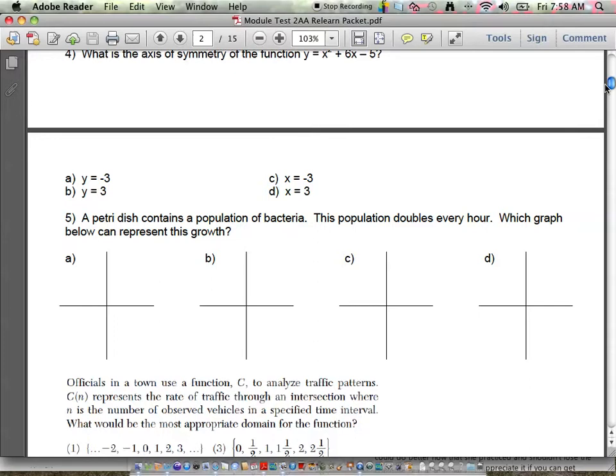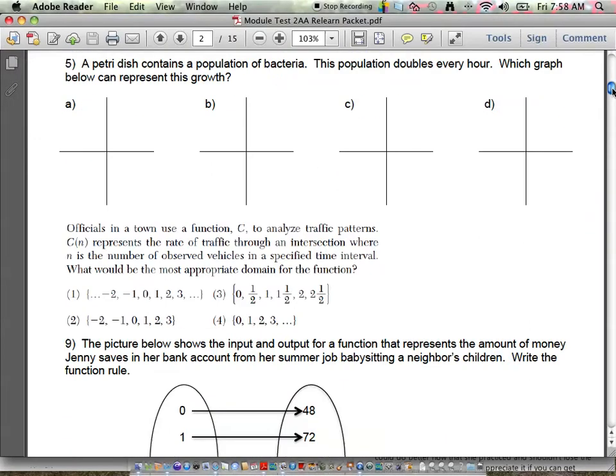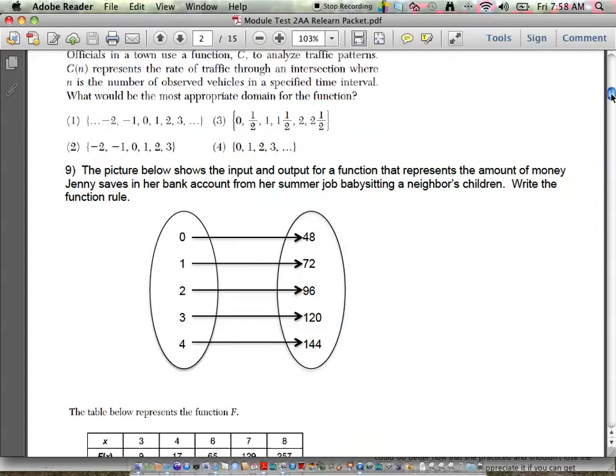Next up, a question about domain. It talks here about officials in a town who use a function C to analyze traffic patterns. C of n represents the rate of traffic through an intersection, where n is the number of observed vehicles in a specific time interval. Which would be the most appropriate domain? Now, here's the thing. Can you possibly get half a vehicle through an intersection? No, so that can't be it.